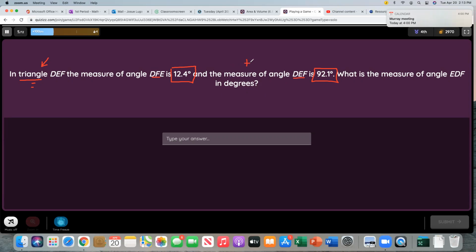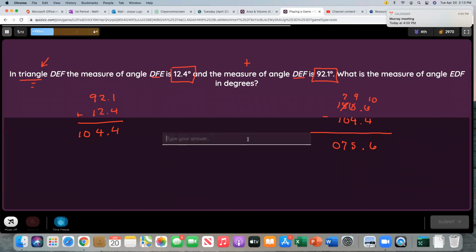So what I'm going to do is add these two first of all. 92.1 plus 12.4, giving me 104.4. And then I'm going to subtract this from 180. So 180 minus 104 degrees and 4/10. That should give me the final answer. So you have to borrow from the 8. This becomes a 9. This becomes a 10. It's going to be 6. 9 minus 4 is 5. 7. 75.6 degrees. So I'm going to type in 75.6 degrees.